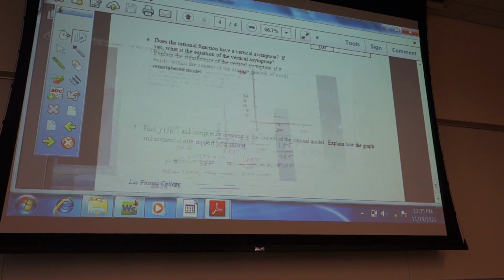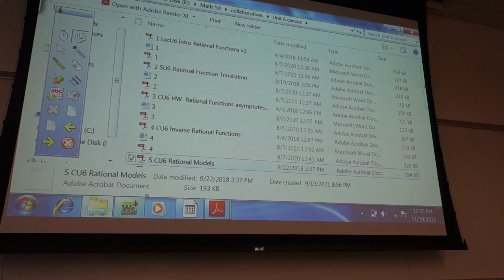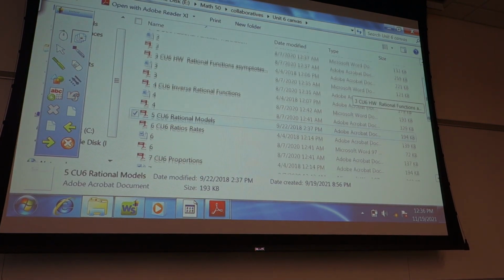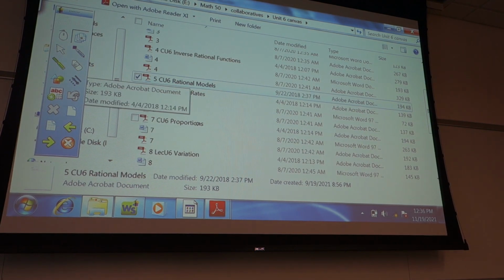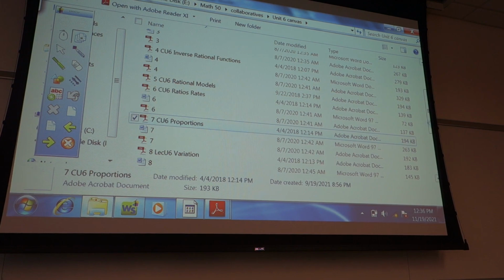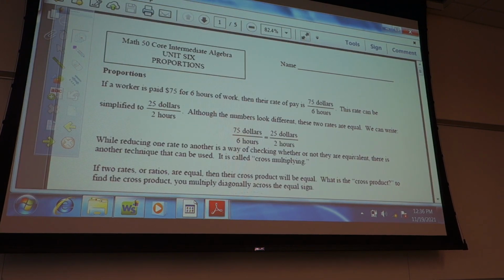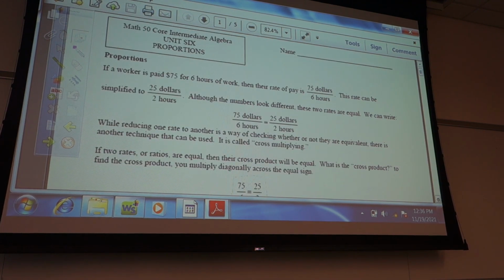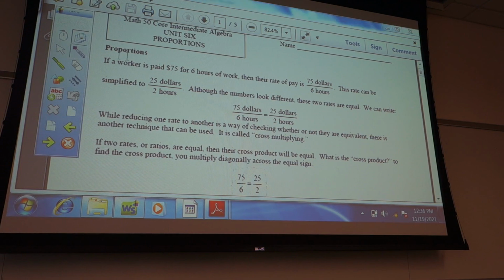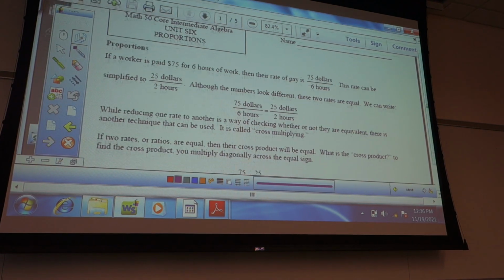All right, so now we're going to take a look at proportions. We're going to jump a little bit because I'm skipping the inverses, so I'll do that later. But I want to get to this one so that I can shift those two homeworks around. So this will be the one that's due on the 29th. Okay, so proportions. Similar to ratios.